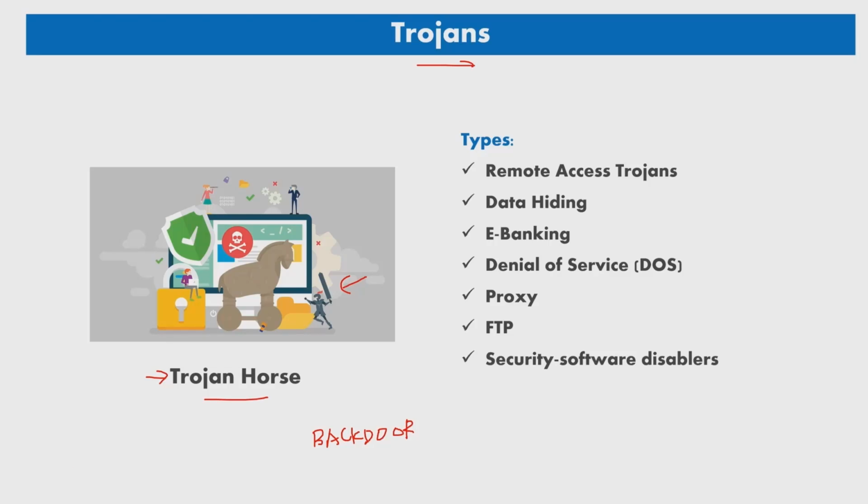To better understand what Trojans do, you have to refer to the following list, which outlines a few of these types. This can be remote access Trojans, or what we call RAT, data hiding, e-banking, denial of service or DOS, proxy, FTP, or security software disablers.